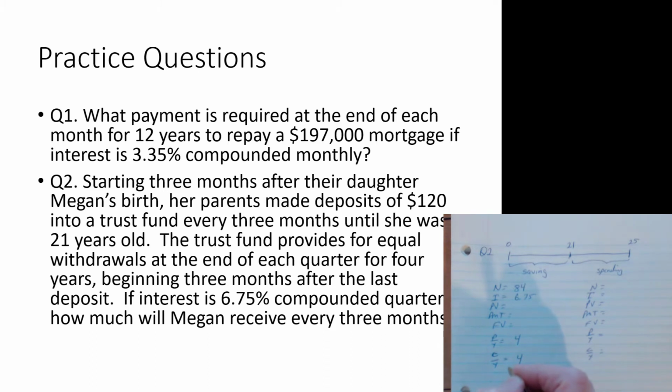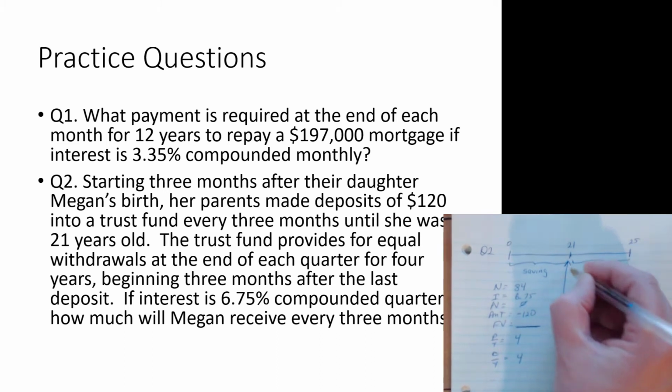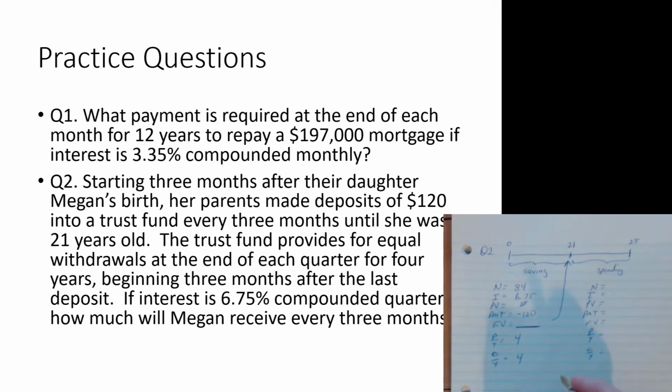Next thing, present value. Do we start off with any big lump sum payment? Nothing mentioned. So let's go with 0. The payment is minus 120. And future value, we don't know. Okay, that's what we're trying to determine. The future value gives us how much money has accumulated when Megan turns 21. Now, when she turns 21, then she gets to pull money out of the trust fund. So the money she starts with in the trust fund is the same amount as what ends up with from the savings plan.